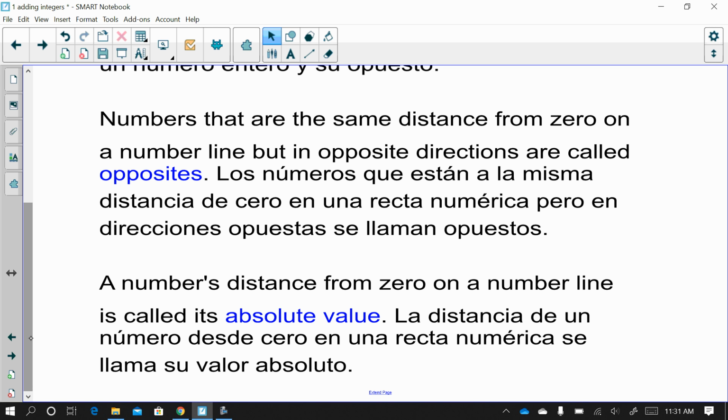If you think about distance, I'm a cross country coach and a track coach. Do I tell my kids to go run -200 meters? No, we always say distance is positive. They're going to go run 200 meters. They're not going to run -5 miles. They're going to run 5 miles. So absolute value is always positive.